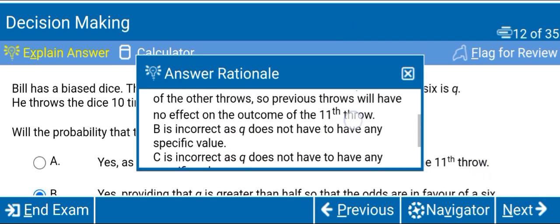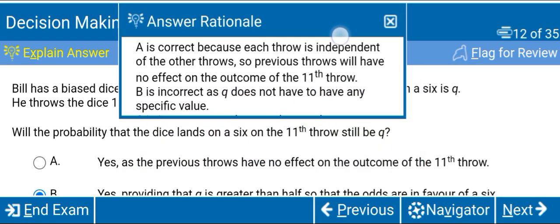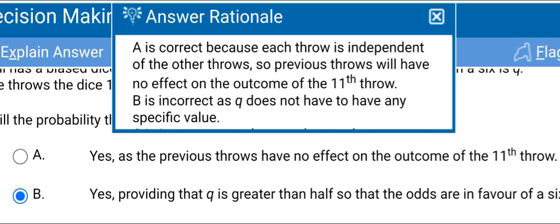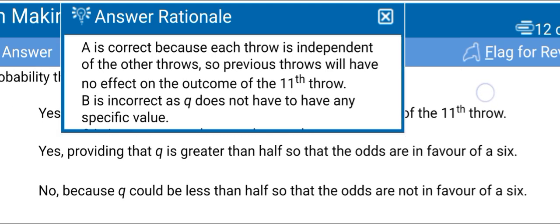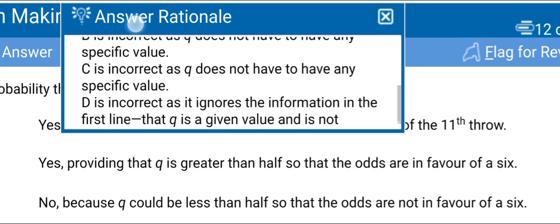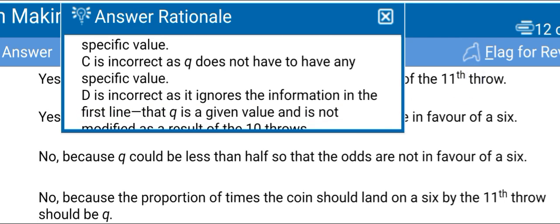So here the correct option is option A, because each throw is independent of the other throws. So previous throws will have no effect on the outcome of the 11th throw. B is incorrect, as Q does not have to have any specific value. C is incorrect, as Q does not have any specific value.